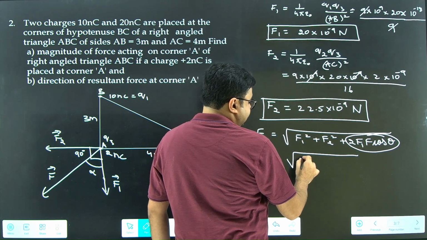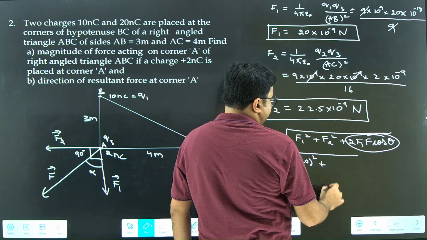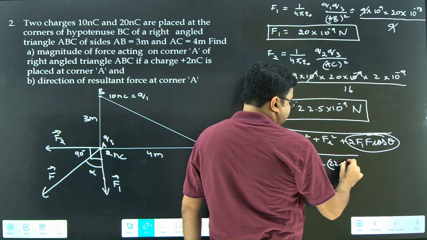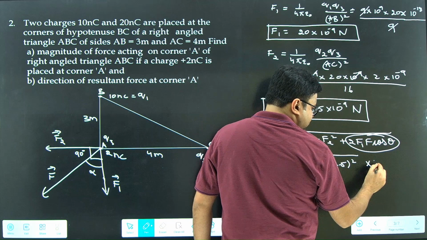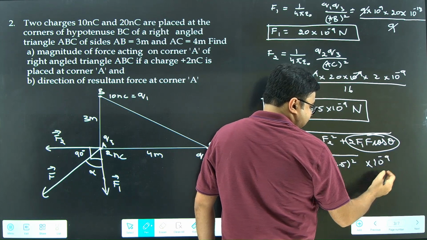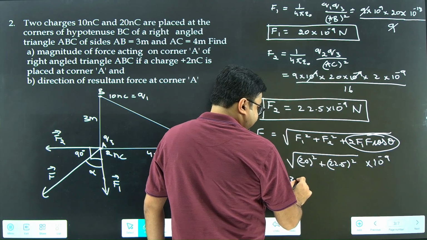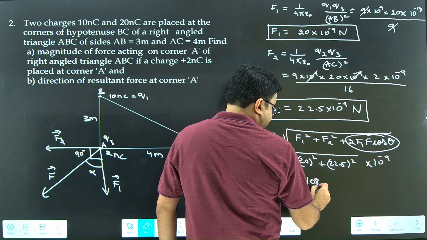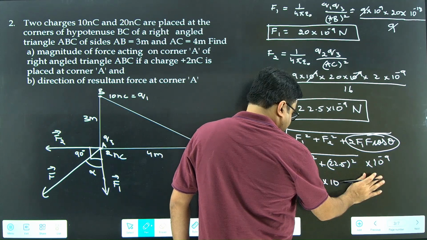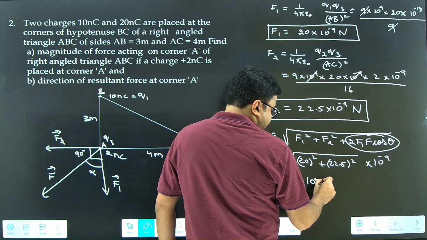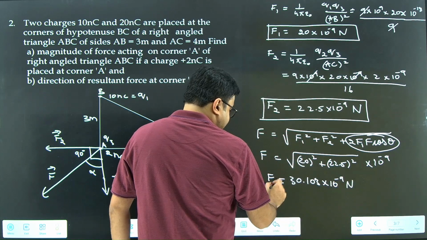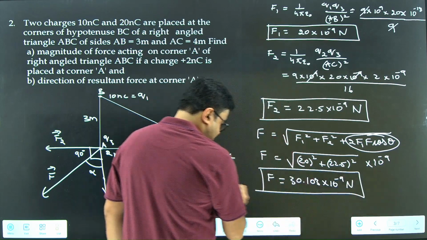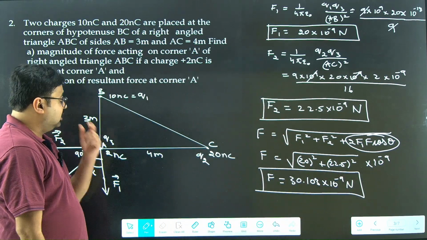F1 square is 20 square there, and F2 square is 22.5 the whole square. You can just write 10 to the power of minus 9 simply outside, because it's the same there. It turns out to be 30.103 into 10 to the power of minus 9 Newton. So that's what is the resultant force.